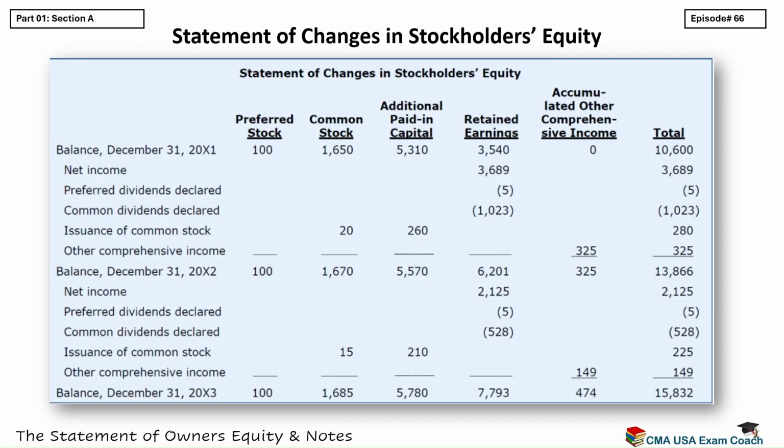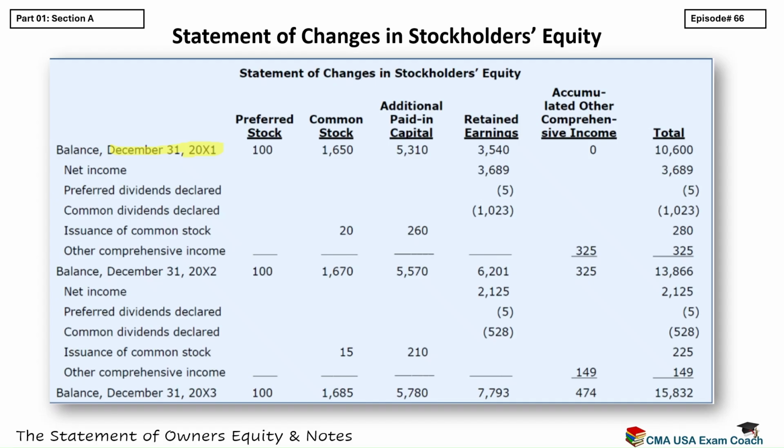Think of this statement as a detailed story showing how the owner's value in the company changed from one year to the next. We begin with the balances at the end of 2021. These are the starting amounts for preferred stock, common stock, additional paid-in capital, retained earnings, and accumulated other comprehensive income. As the next year begins, different activities happen inside the company, and each activity increases or decreases equity in a specific way. For example, when the company earns profit, that profit increases retained earnings. You can see that clearly in both years.